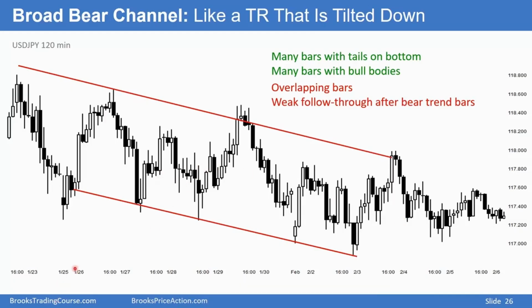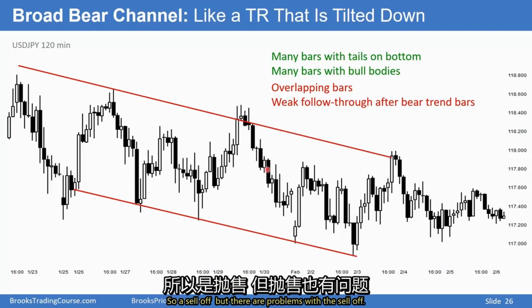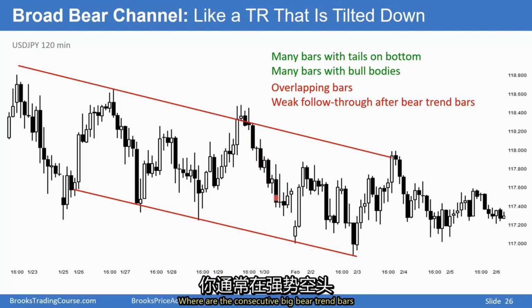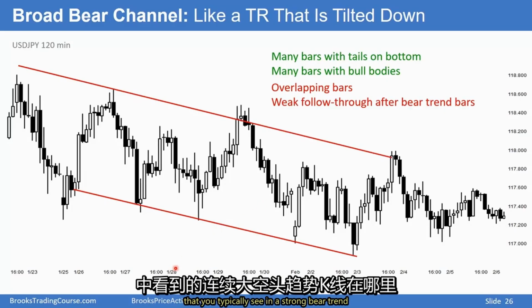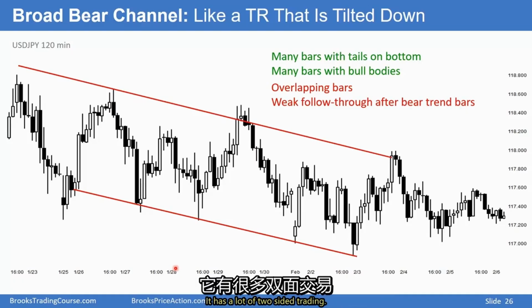Weak follow through after big bear bars. Big bear bar, bad follow through. Bear bar, bull bar, bear bar, bull bar, bear bar, doji. So a sell-off, but there are problems with the sell-off. Where are the consecutive big bear trend bars that you typically see in a strong bear trend? They're not present because this is not a strong bear trend. It has a lot of two-sided trading.